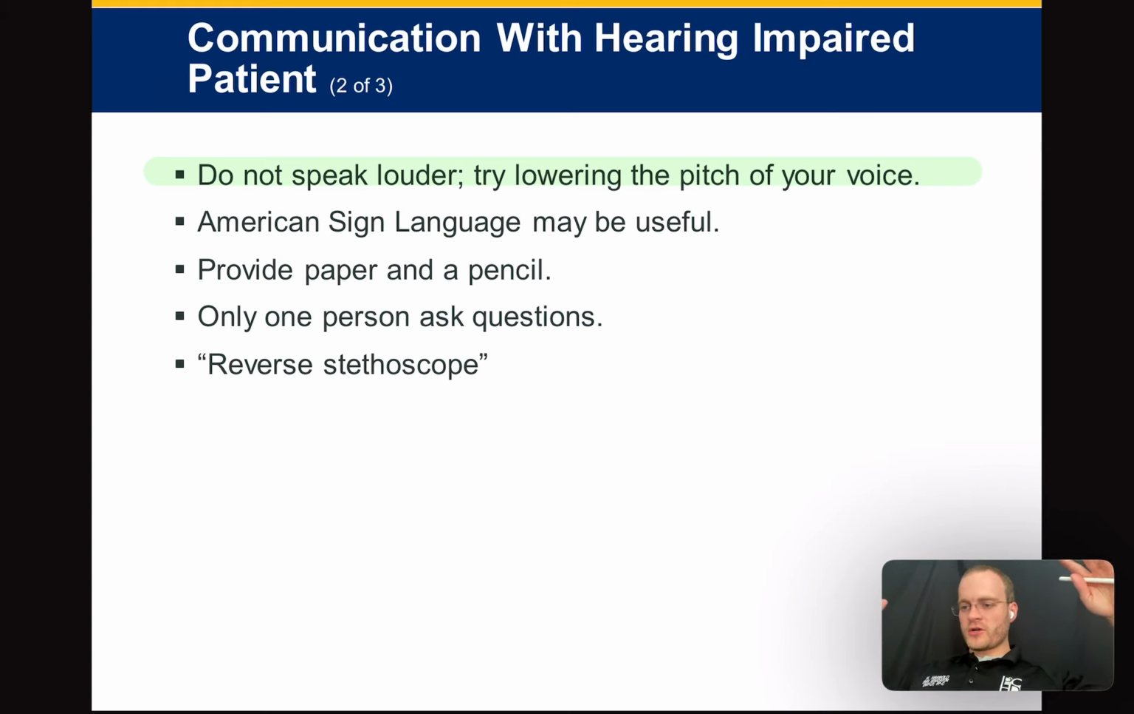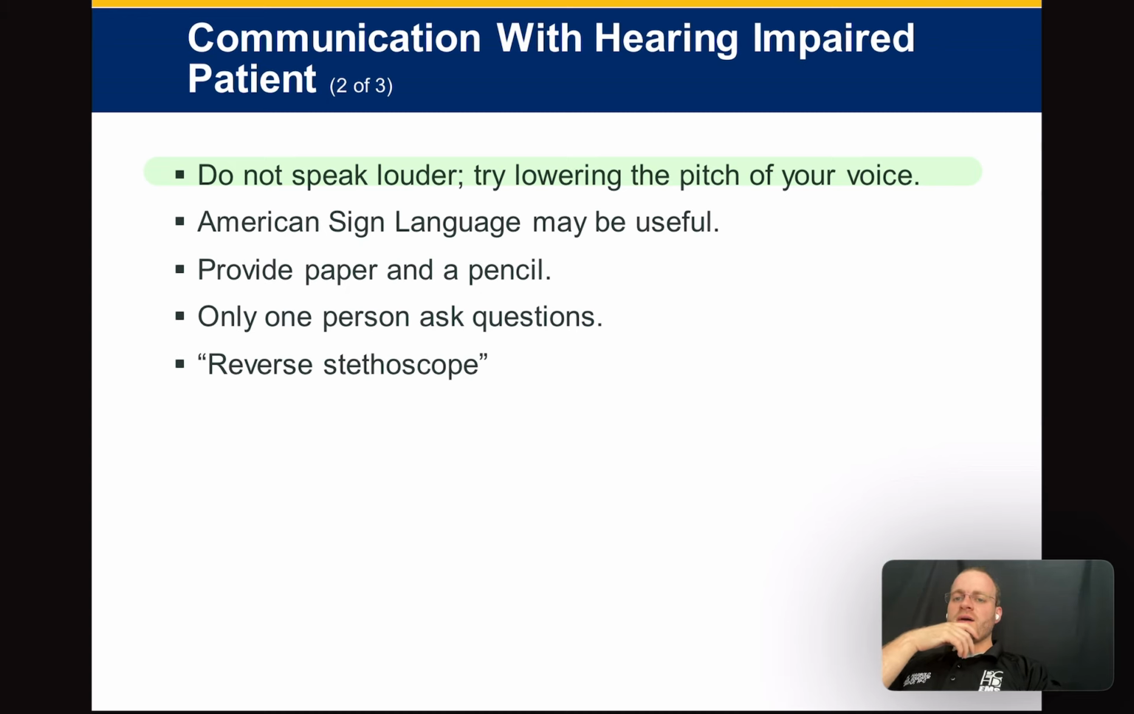So let's say you have a male-female partner. The male, because they have lower voices generally, will be able to communicate better with a hearing-impaired patient. And what I've seen, especially women do this a lot, is when people get loud, they get higher in pitch. And so you're not really helping. And so a lower pitch tends to help communicate with them.